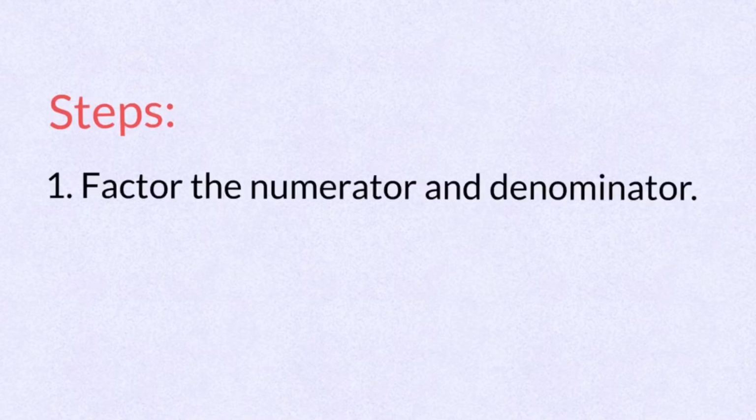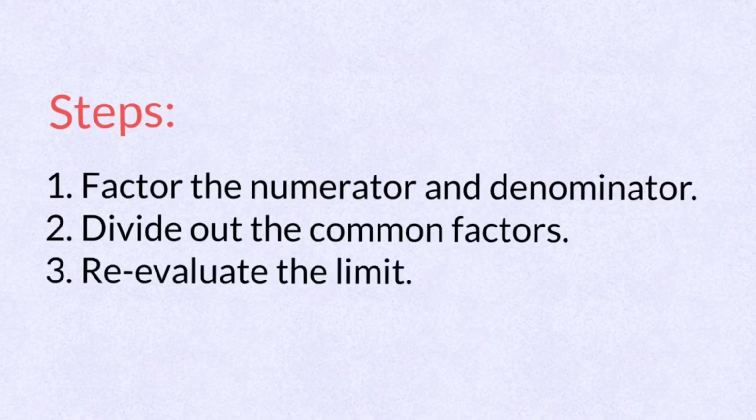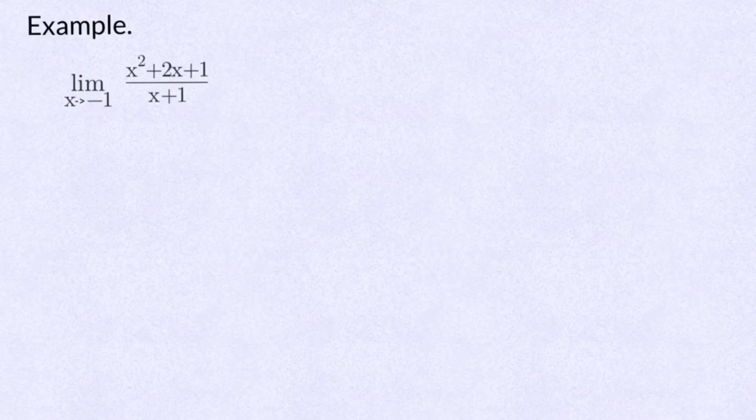Here are the steps in evaluating indeterminate limits. First, you will need to factor the numerator and the denominator. Number 2, divide out the common factors. And number 3, re-evaluate the limit. So let's go back to the example a while ago. When we substitute the x, which is negative 1, the answer will be 0 over 0. So we learned that there are 3 steps in evaluating indeterminate limits.